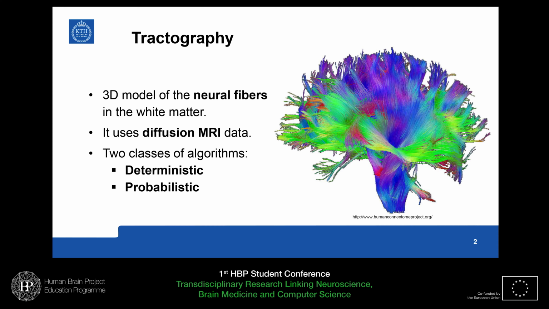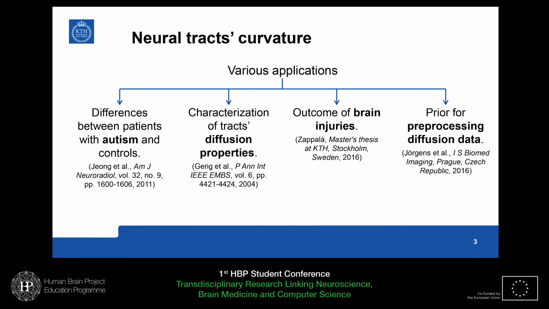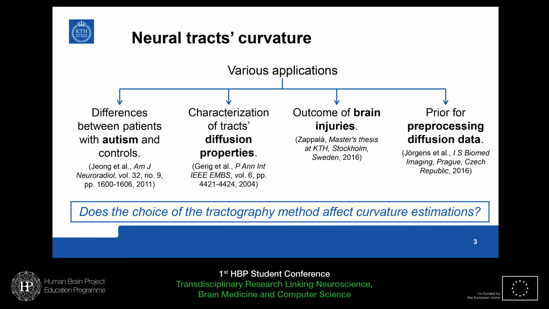So as with any 3D curve, we can extract a lot of geometrical information from them. And one of this information is curvature, which, as you can see here, was used in several applications, for example, to study autism, or also to assess its outcome in brain injuries, or to study the diffusion properties of the white matter. But anyway, as we saw before, there are many different methods to get these tracts. So what we've been wondering is, does the choice of the method that we use influence somehow the curvature estimation that we do and that we use afterwards in our studies?